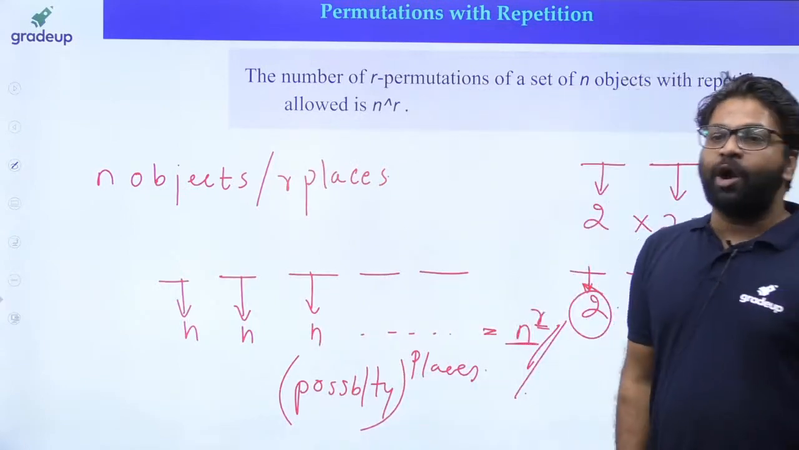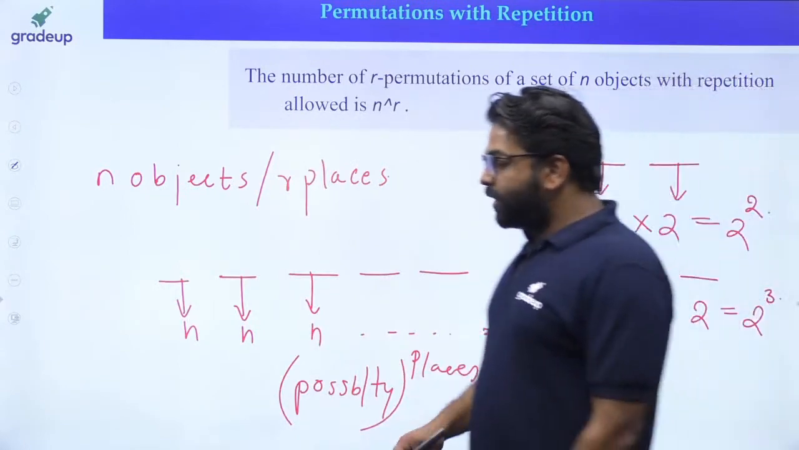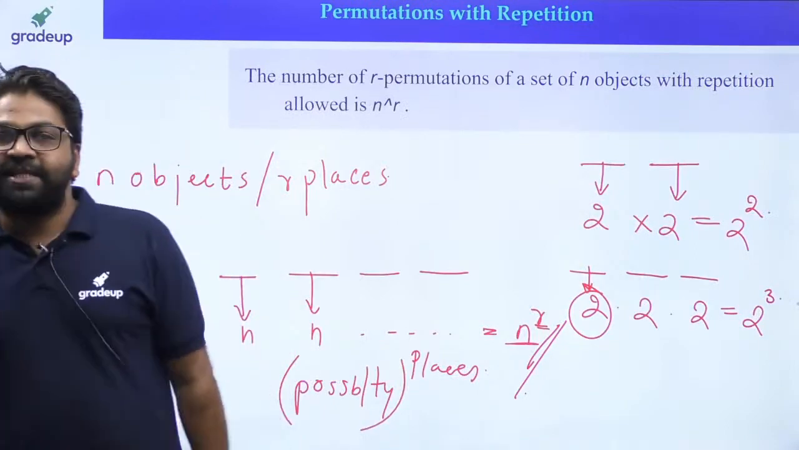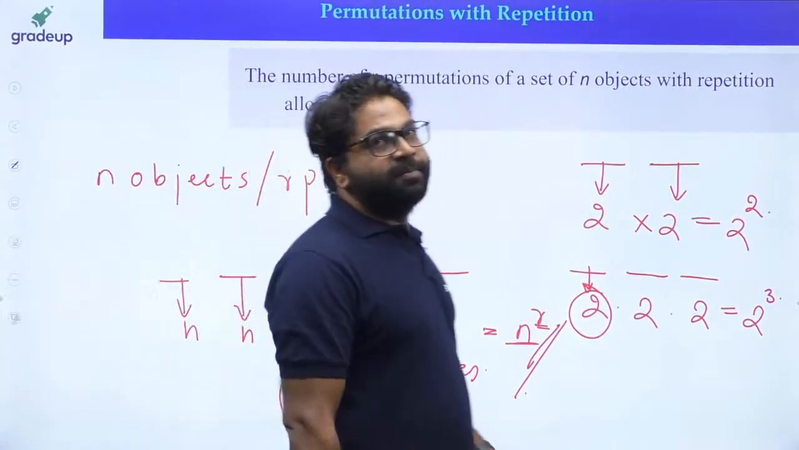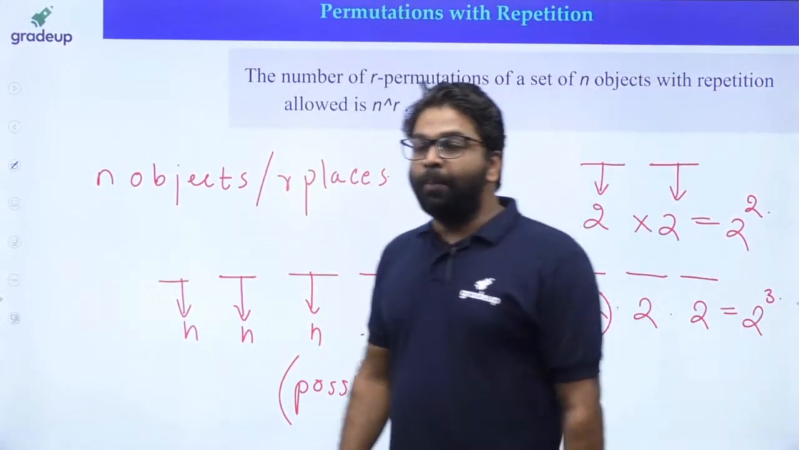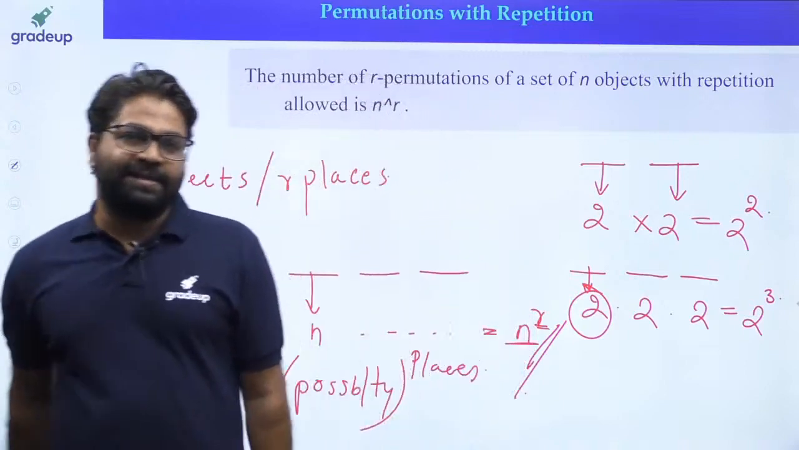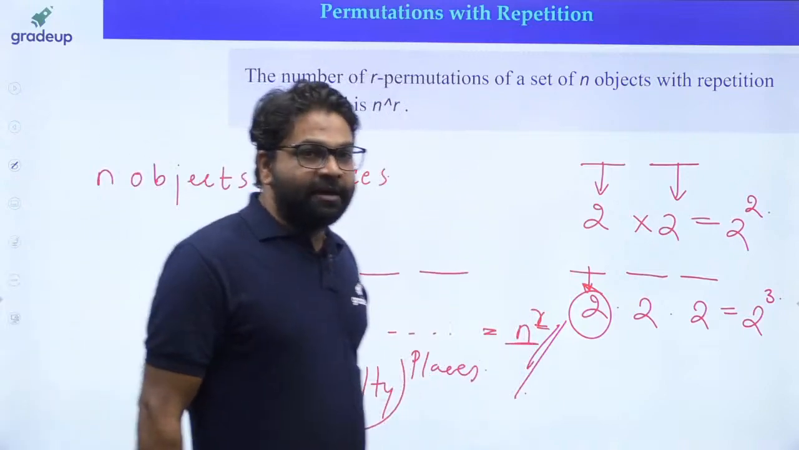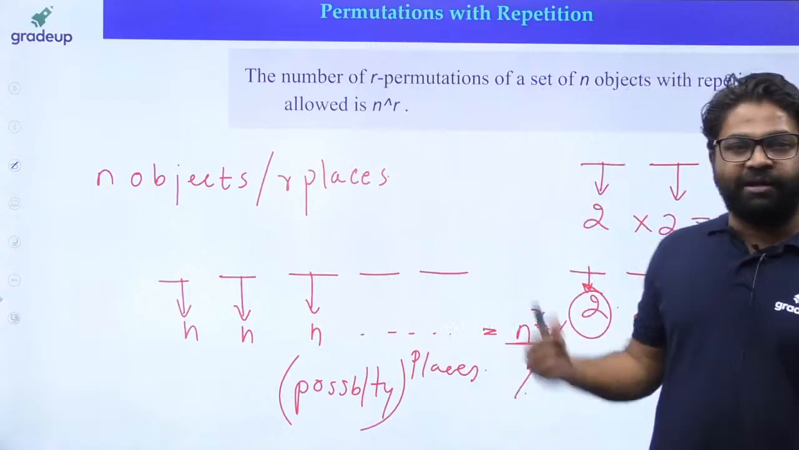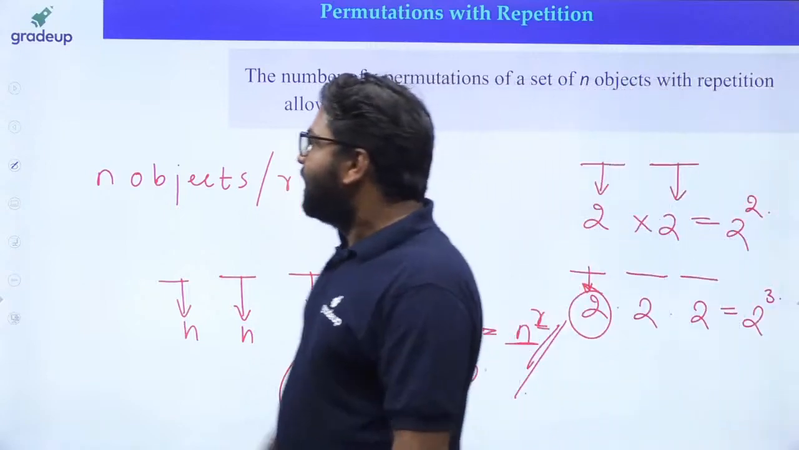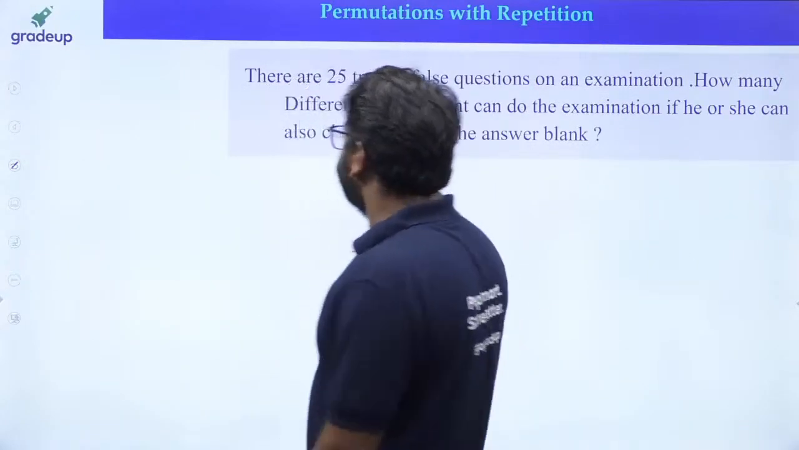Where the repetitions are allowed, in this manner you can try to understand, and that is the basic concept of permutations with repetitions. So possibility raised to places. Any question that comes, you can solve with the help of this particular concept, and that is nothing but permutation. Let's see one particular concept that is related to that.